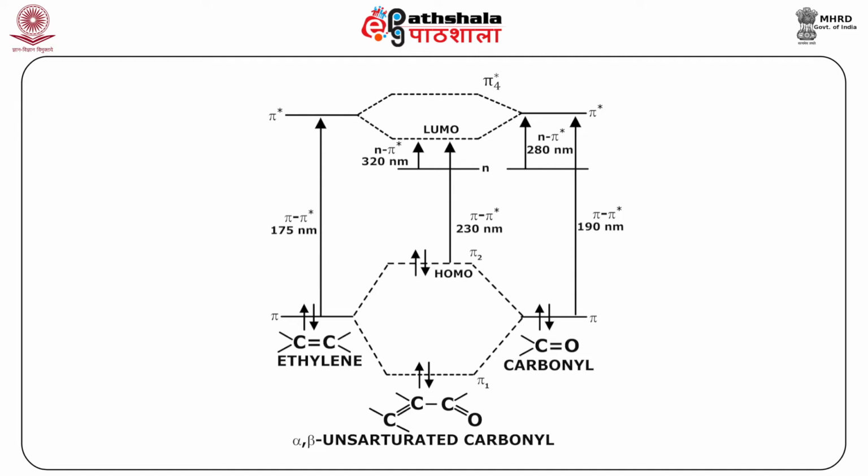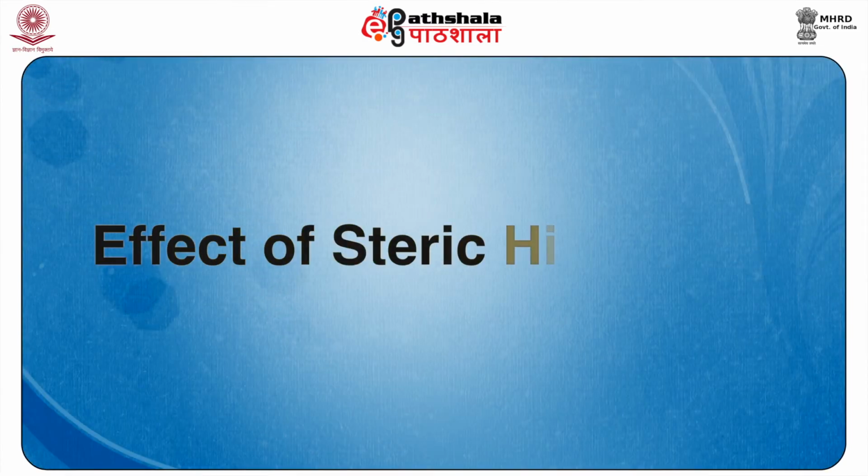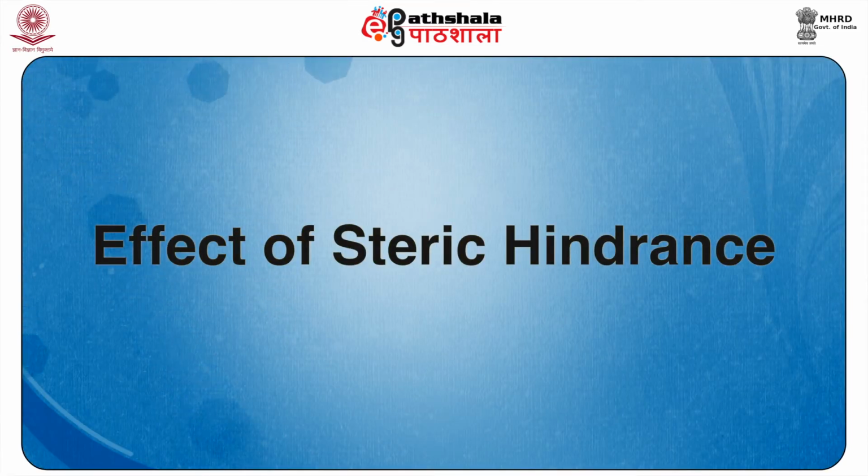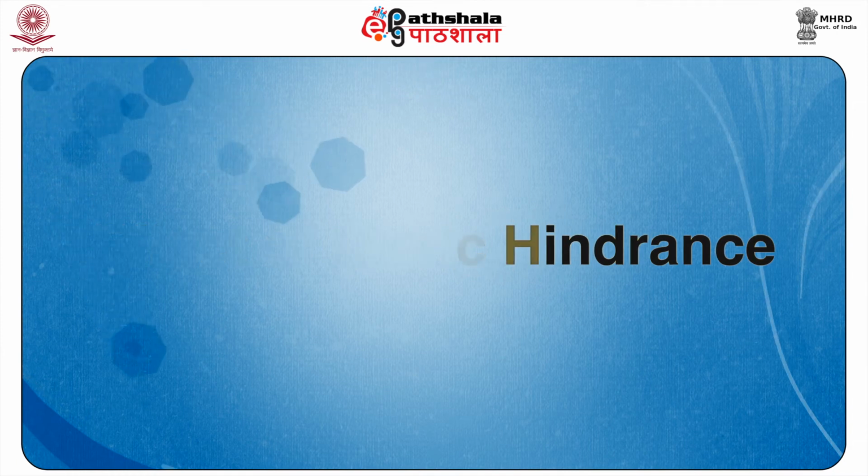Now, if the conjugated chain becomes long enough, the n to pi star band is buried into the more intense pi to pi star band system. The molecular orbitals of an alpha beta unsaturated carbonyl system, along with the isolated carbon-carbon double bond and a carbonyl group, are shown clearly. Now, taking into account the effect of steric hindrance on the UV visible spectrum.